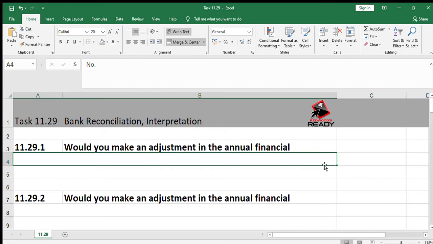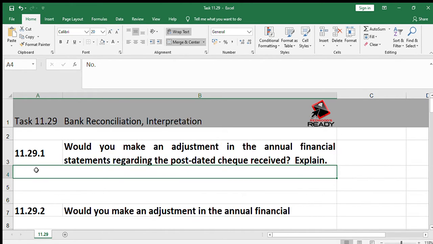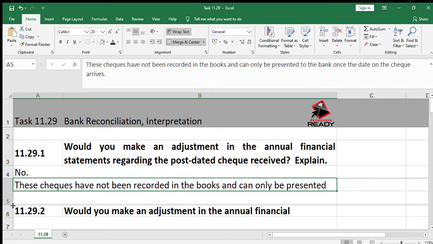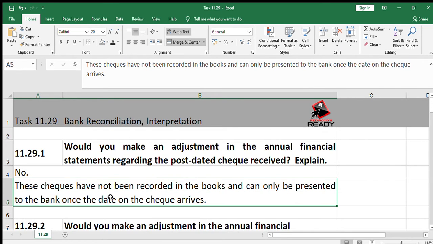In 11.29.1, would you make an adjustment in the annual financial statements regarding the post-dated check received? The answer for that is no. The reason is these checks have not been recorded in the books and can only be presented to the bank once the date on the check arrives. So the post-dated check which was received, they would have done nothing with it. So 5,000 Rand would not affect the financial statements.